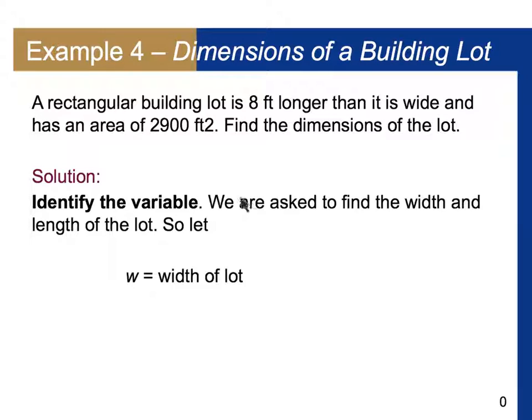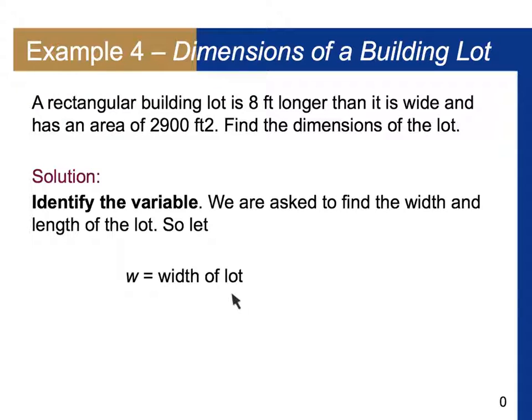Okay, let's look at another geometric problem. We have a rectangular building lot that's 8 feet longer than it is wide, and it has an area of 29,000 square feet. And we want to find the dimensions of the lot. Okay, so the first thing we're going to do is identify the variable. So we want to find the length and the width of the lot.